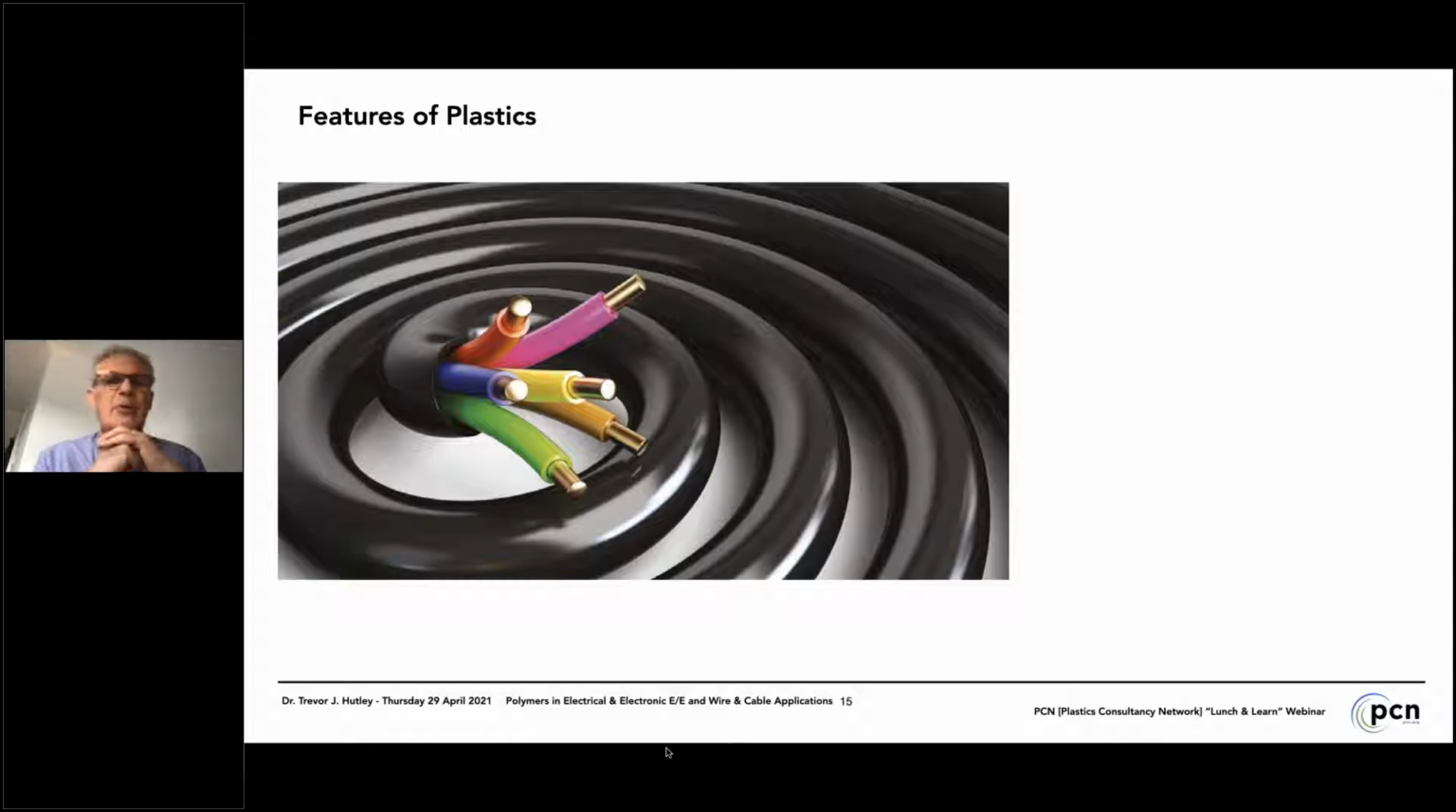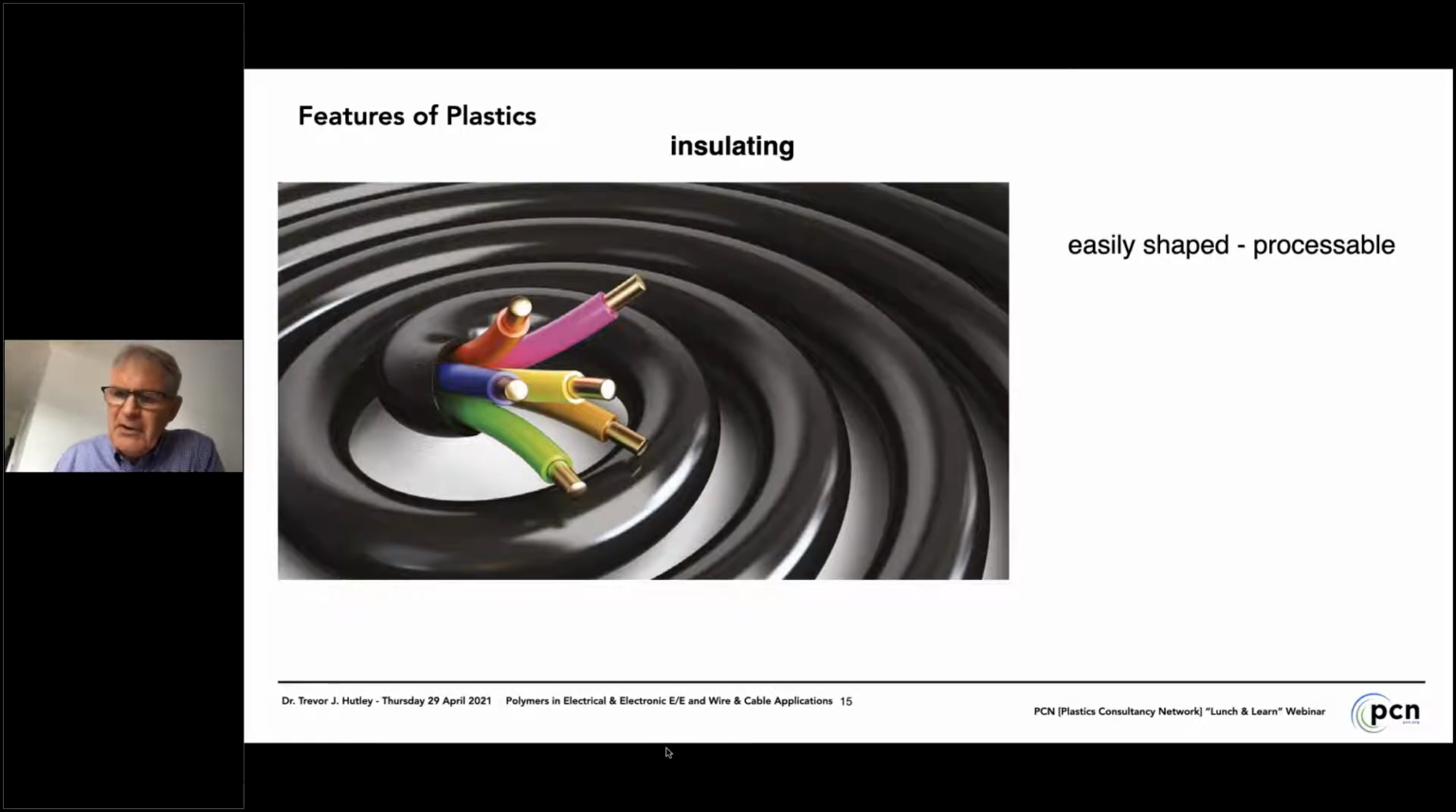And as we did before, I want to consider, before we start in the detail, looking at the features of plastics that are particularly important for this sector. And perhaps not surprisingly, I've chosen as a priority here the insulating properties of plastics materials. They can be easily shaped, very easily processed.